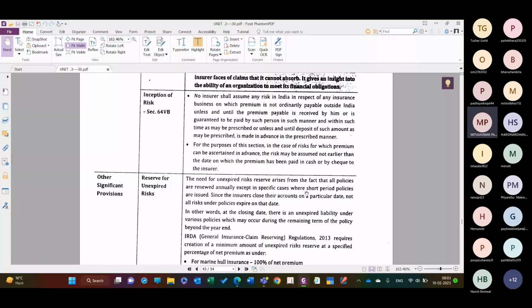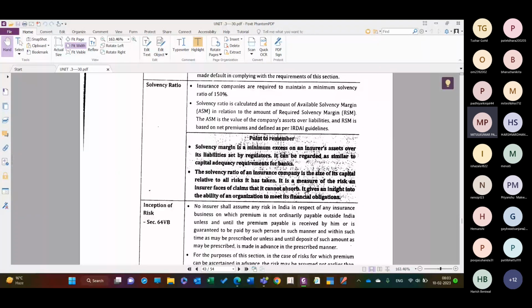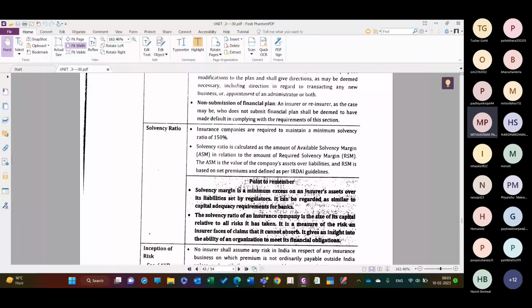Yes, currently it is the same. That is the overall ratio, right? For that solvency ratio, the insurance companies, may be a general insurance company or a life insurance company, are required to maintain a minimum solvency ratio of 150%. Is it clear? So whatever the risk they have exposed, that they have to maintain.